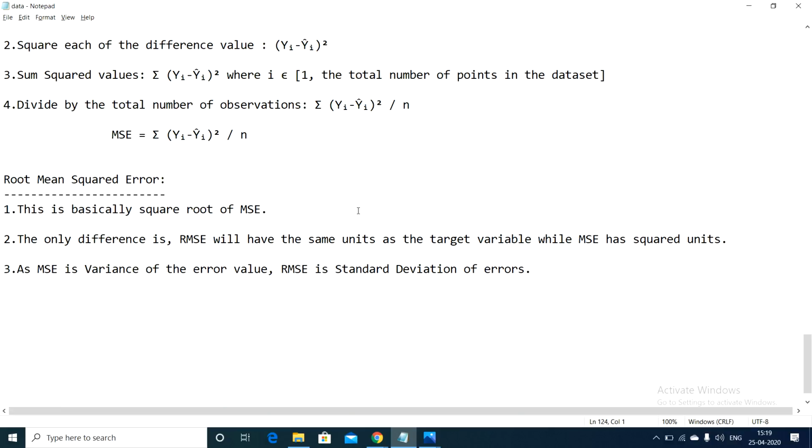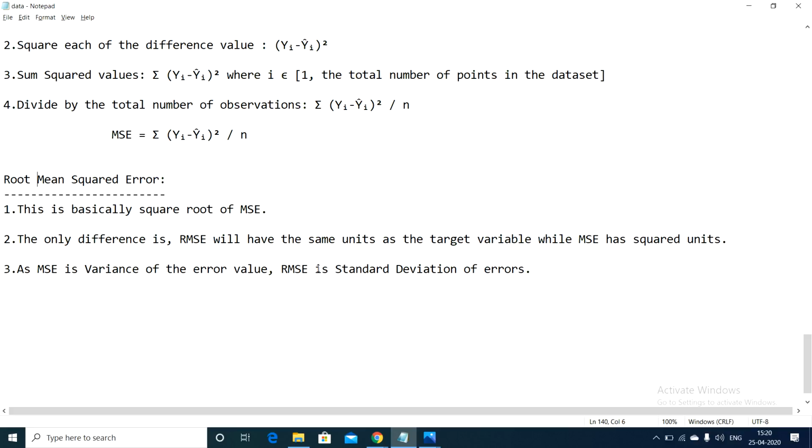Root mean square error is basically the square root of MSE, mean square error. I think this is very easy for you, because after finding this, if you take the square root of that, we will get the root mean square error. The main difference between mean square error and root mean square error is that MSE is the variance of error values, and root mean square is the standard deviation. If you know the formulas of variance and standard deviation, that is what the difference is.